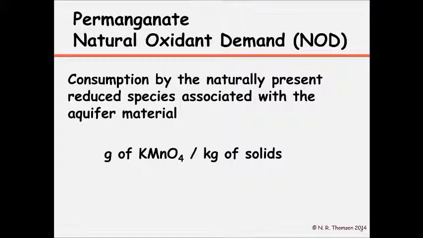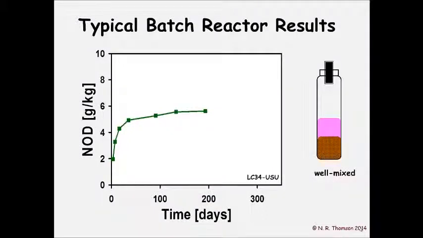Well, for permanganate, it's not quite the same. So in the case of peroxide, I spoke about an enhanced auto-decomposition rate. For permanganate, we use the term natural oxidant demand, and that is essentially the mass of permanganate consumed per kilogram of solids. So it's actually a consumption, and once the demand is met, there is no more consumption, unlike the behavior of peroxide.